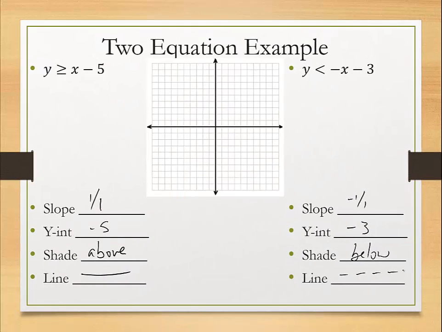So now, let's graph the left line, and your y-intercept is negative 5. So from your origin, go down 5. Okay. Now, your slope is 1/1. So go up 1, right 1, and keep repeating: up 1, right 1.